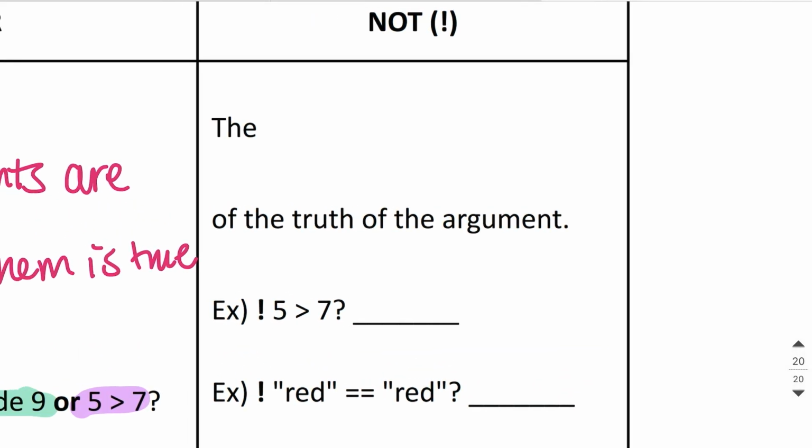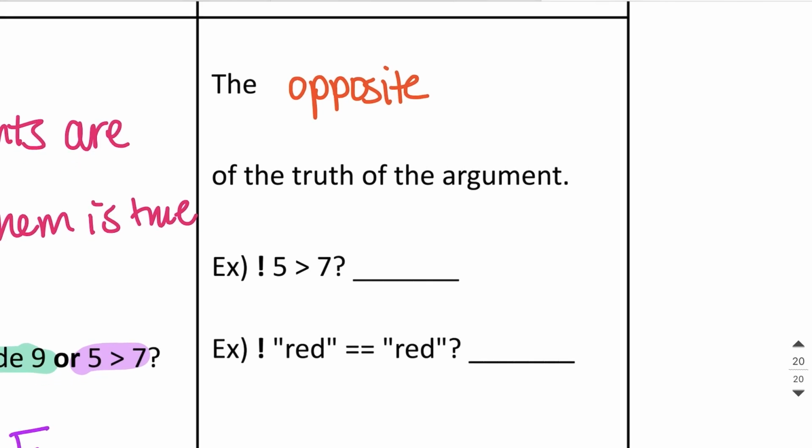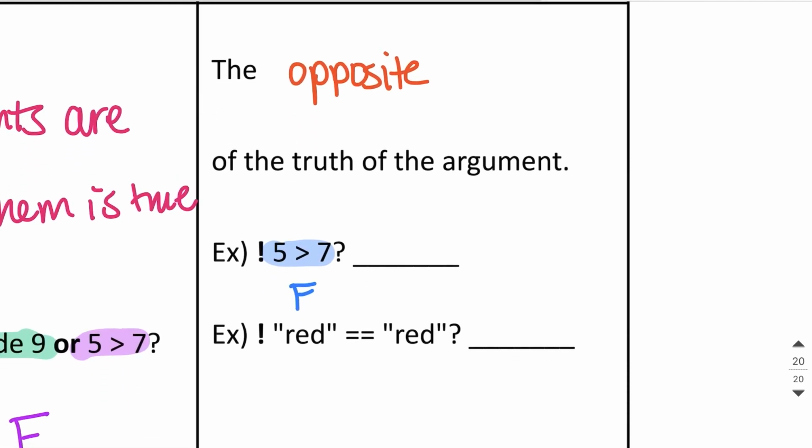Okay, and then lastly, not. Not is the opposite of the truth statement. So if I have a statement and I say not in front of it, then it's going to be the opposite of whatever the original statement is. So for example, right here, this statement 5 is greater than 7 is a false statement, but there is an exclamation point in front of it. So this means that it is not, we're doing the opposite of 5 is greater than 7. So that means that the answer here is true. This is saying 5 is not greater than 7, which is true.